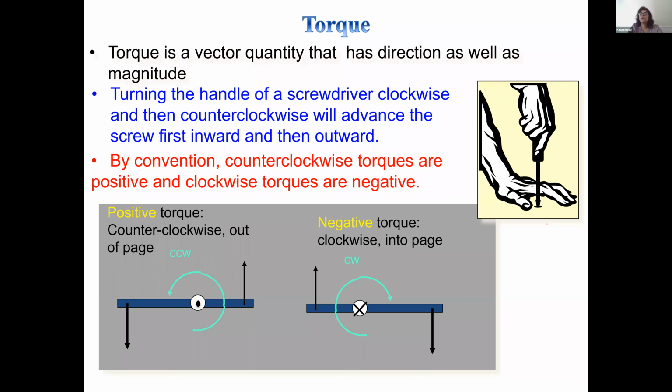Okay, so counterclockwise rotation. Now if I apply the force downward to this object, what will happen? Now it will do clockwise rotation. Because of that, that is the direction of the torque. Okay, so now we have the idea that clockwise torque will be negative.